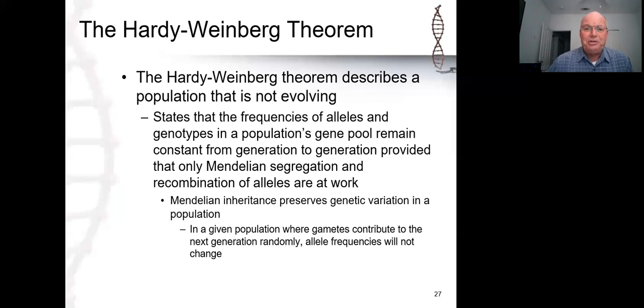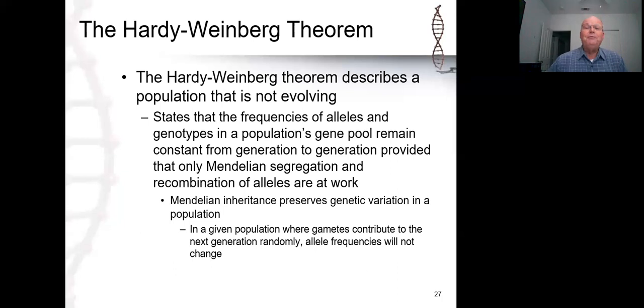And what they demonstrated mathematically was the conditions under which a population would not evolve. And what that implies is that there is no change in allele frequency in this population from one generation to the next, that the frequency of the alleles that a population possesses remains constant from one generation to the next.